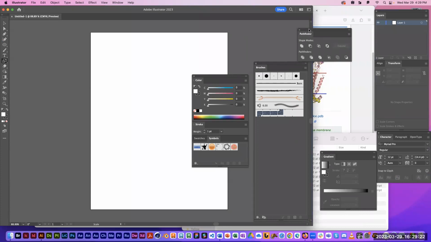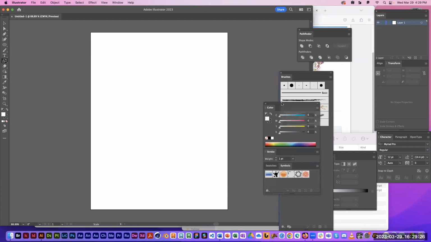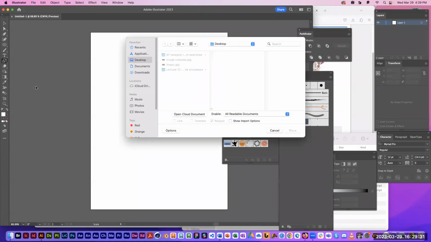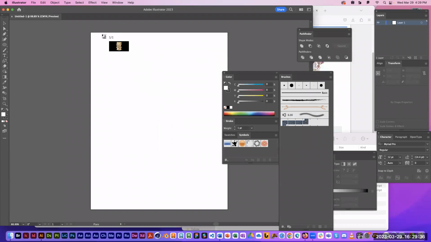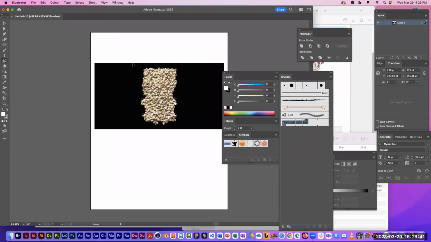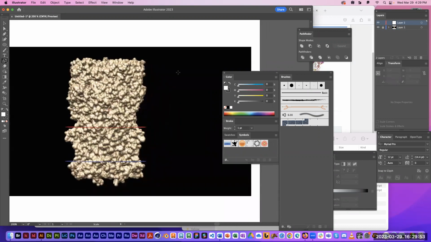And so here's our document. So then I'm going to use the place command to place one of those images in here. And I could use that just as a template. In my layers palette, I'm going to lock that, create a new layer, and I can use this to illustrate my molecule.